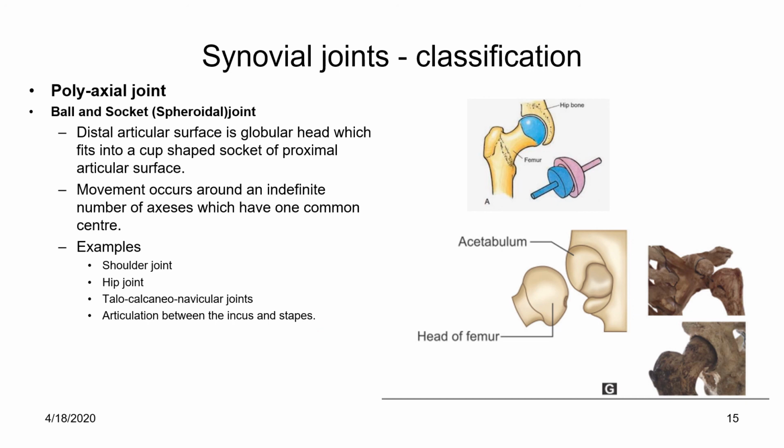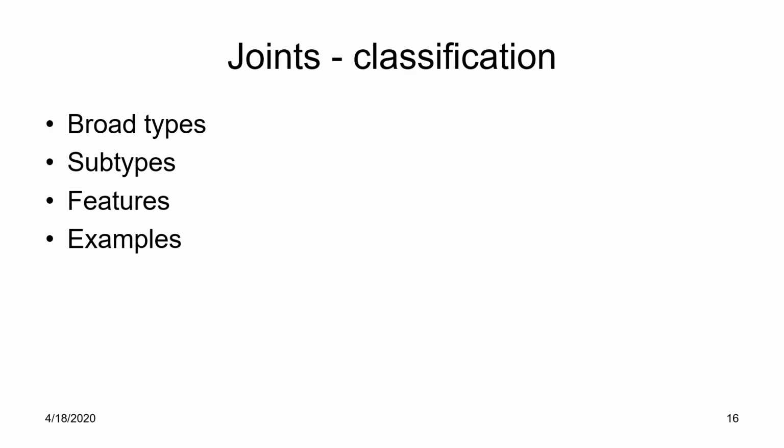Till now, we have learned the classification of joints into 3 broad types and subtypes in each type and the features of each of those subtypes, with examples. Now we will learn about the clinical importance of these joints.